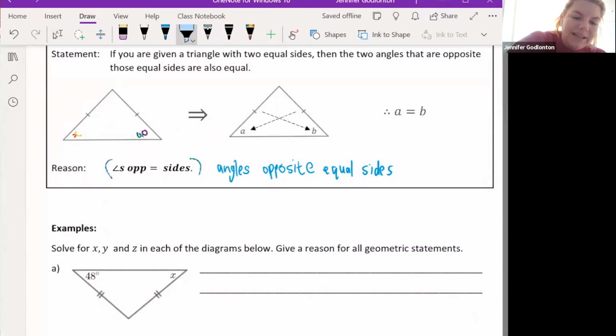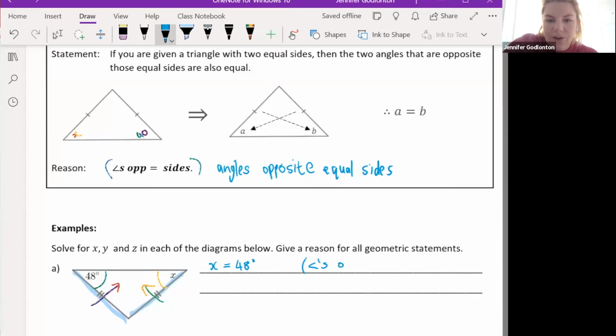Okay. So here's my isosceles triangle. Those are my two sides that are the same as each other. That means that this angle needs to equal that angle. And so my statement or my equation is I'm going to say x is equal to 48 degrees. And then my reason is going to be angles opposite equal sides. That's it. That's the whole thing. We don't have to do anything more than that.